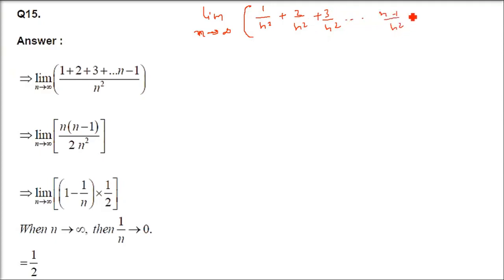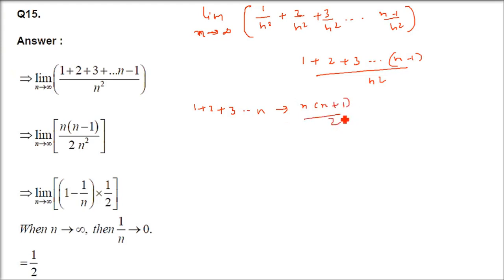(n minus 1) by n square. Now you see the denominator is n square everywhere. So just take n square in the denominator, and in the numerator there will be all the terms 1 plus 2 plus 3 till n minus 1. You know 1 plus 2 plus 3 till n is n times (n plus 1) by 2. But when we are dealing only up till n minus 1, just replace n by n minus 1.